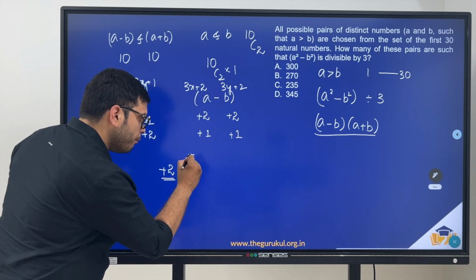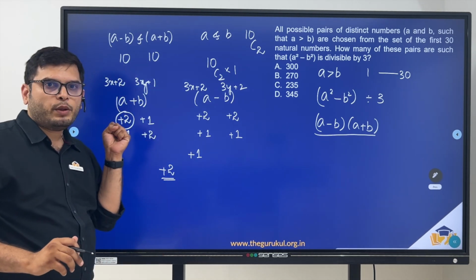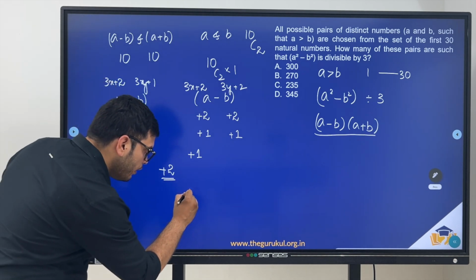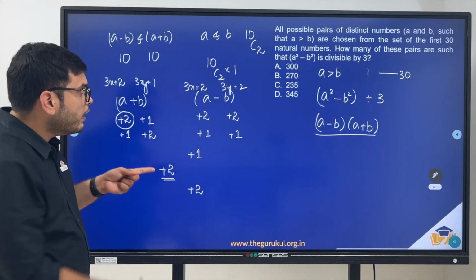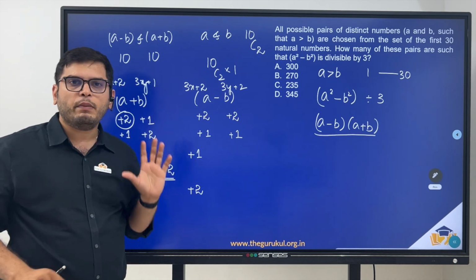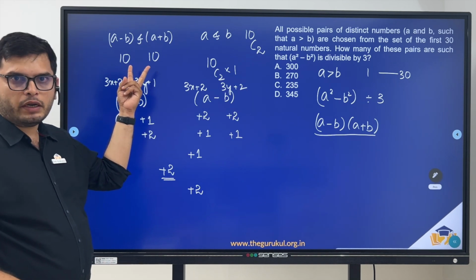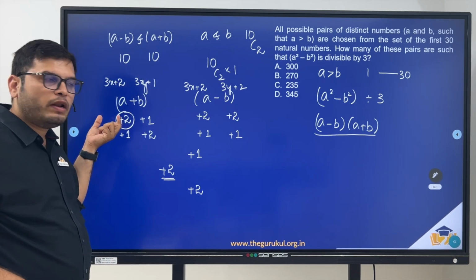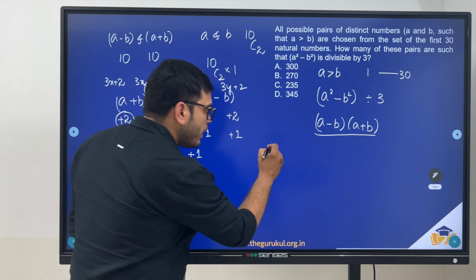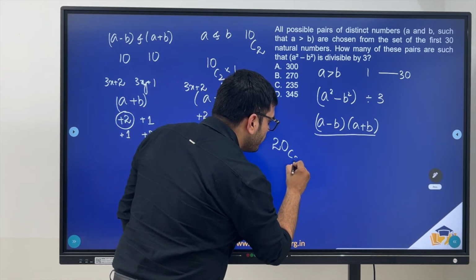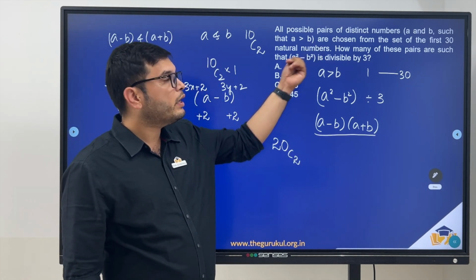Now, if we have a number which leaves a remainder of 1 when divided by 3, then the sum of these two, a plus b, will be a multiple of 3. And if we take another number which leaves a remainder of 2 when divided by 3, then a minus b will be a multiple of 3, right? So you take any two out of these 20 numbers, either the sum of those two will be a multiple of 3, or the difference of the two will be a multiple of 3. So what we should do is select two numbers from those 20. And for every selection, there is one ordered pair because it is mentioned that A is greater than B.